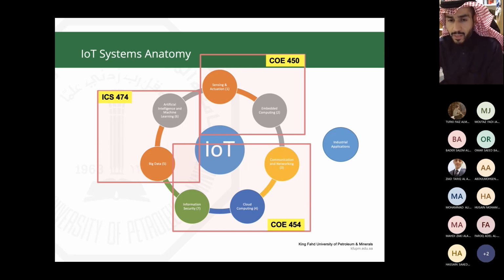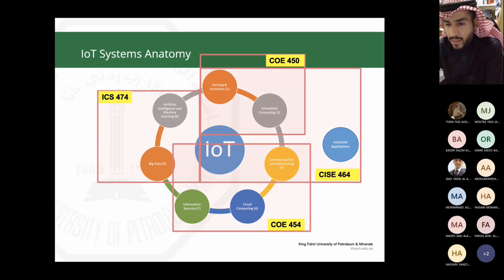And the last course shows how IoT is implemented in an industrial setup. So in the industry, there are already a lot of systems which are used, and standards and, of course, protocols. So the last course, which is CISE 464, is entitled the Industrial Internet of Things. And it shows how the Internet of Things is being used in the industry today.